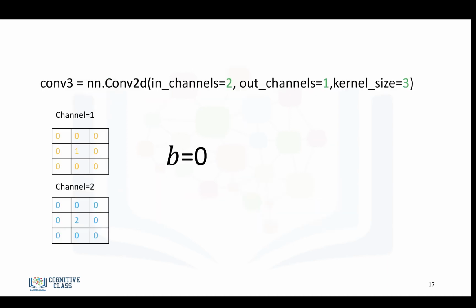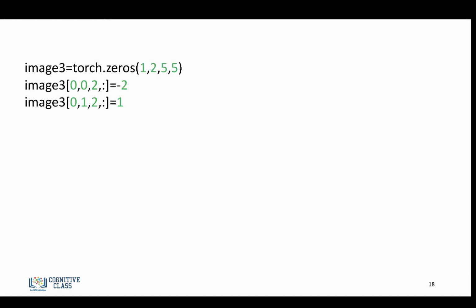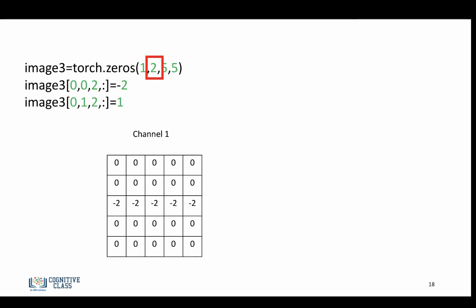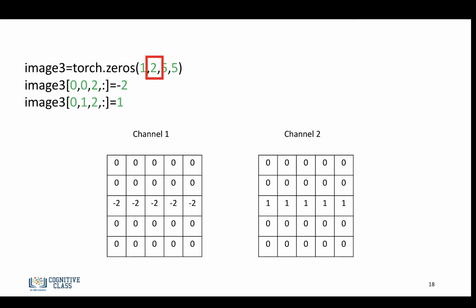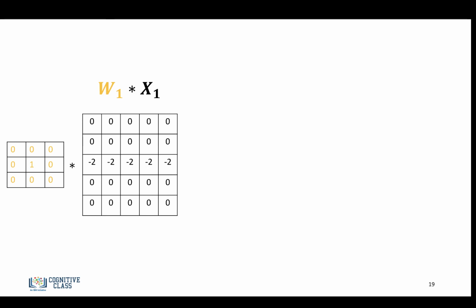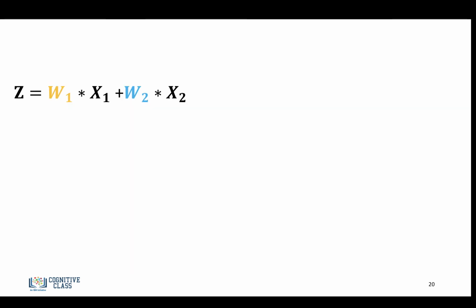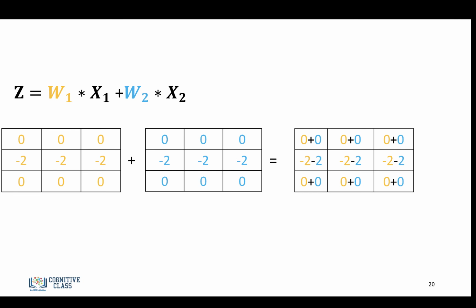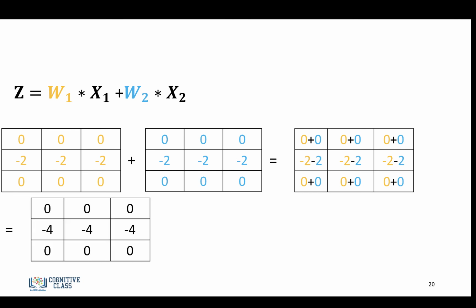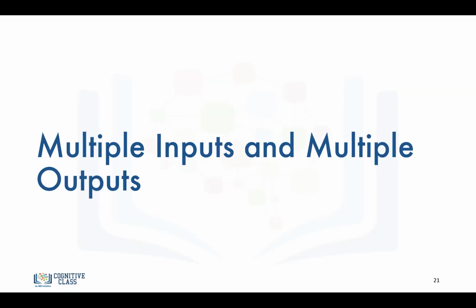So let's do an example with 2 input channels, and as a result, for every input channel, we'll have a separate filter. Let's create an image with 2 input channels. Here's the image for channel 1, and here's the image or tensor for channel 2. We'll perform convolution on the first channel, then we'll perform convolution with the second kernel for the second channel, and add the results together. And this is the final result. And that's it. Now we'll discuss multiple input and multiple output channels.